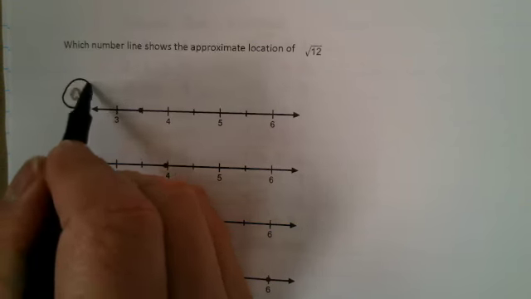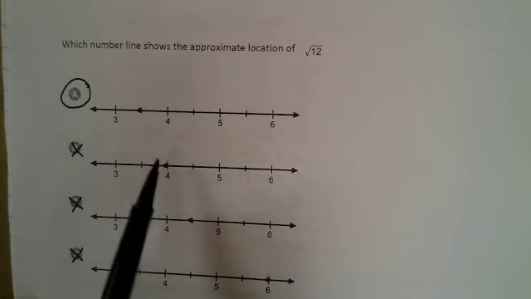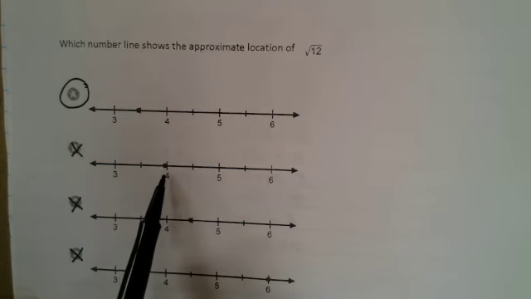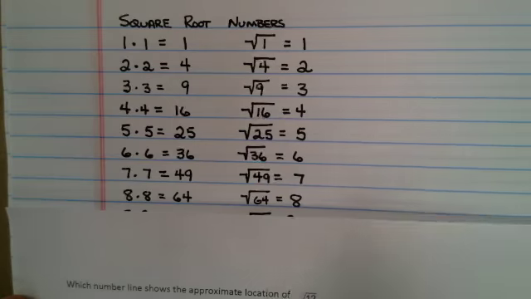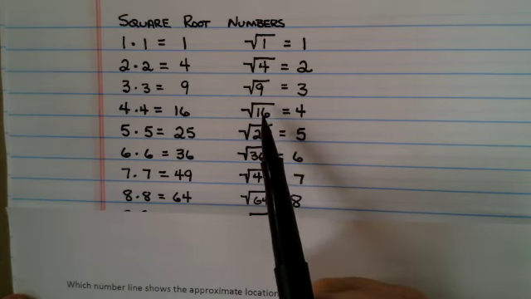So that's how I determine which one of these choices. Yes, this choice was in between 3 and 4 and this one, but this one was really, really close to 4. And what would be really, really close to 4? Something like the square root of 15.